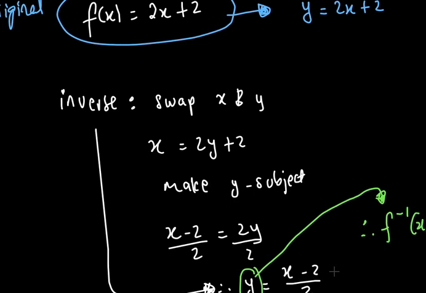F inverse of x. F inverse. Yeah, saying f to the power -1. You can say that, but it's a long way of calling it. So I can just say f inverse of. These symbols are very weird, but that is how we find the inverse there.